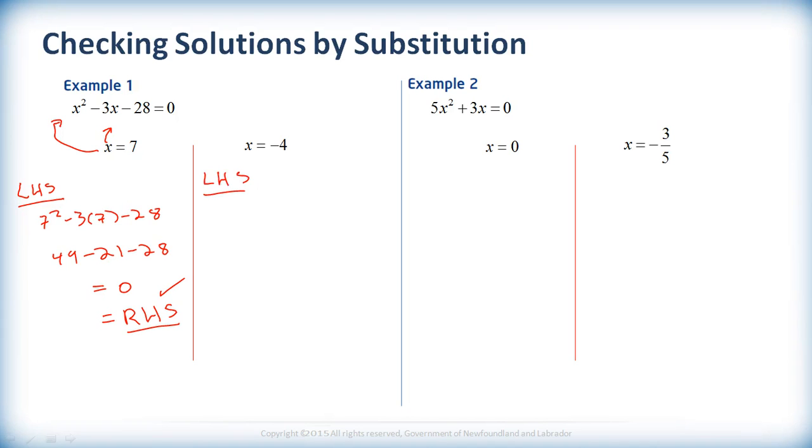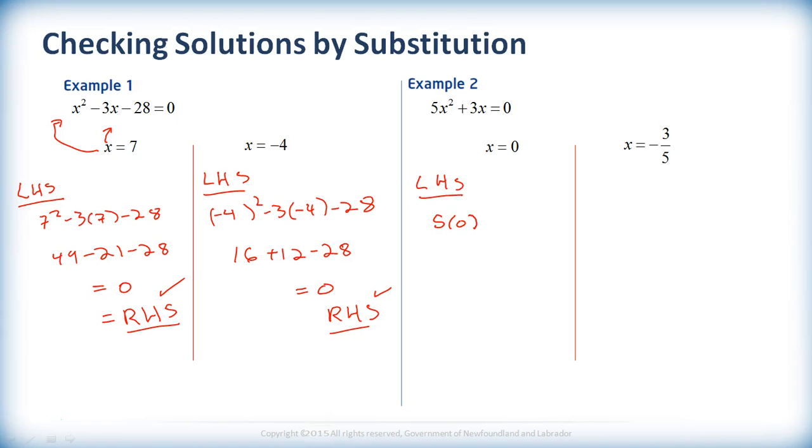If we try negative 4, the left-hand side here is going to be negative 4 squared minus 3 times negative 4 minus 28. So that's 16 plus 12 minus 28. Yep, 0. So that one's also equal to its right-hand side. So that one works. Over here, if we try plugging 0 in, our left-hand side is going to be 5 times 0 squared plus 3 times 0. Yep, 0. That one works.